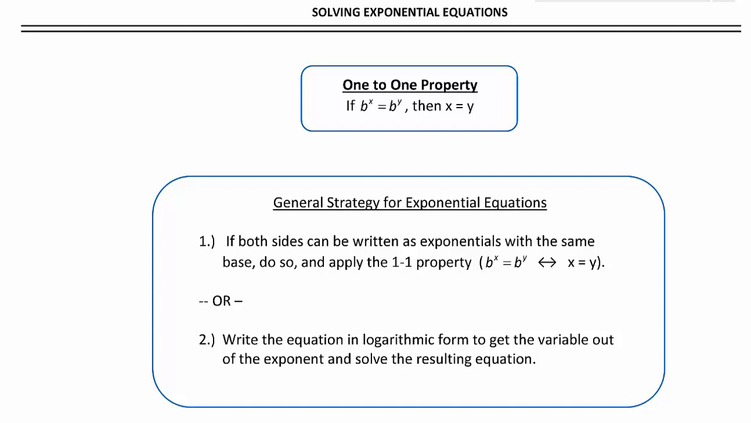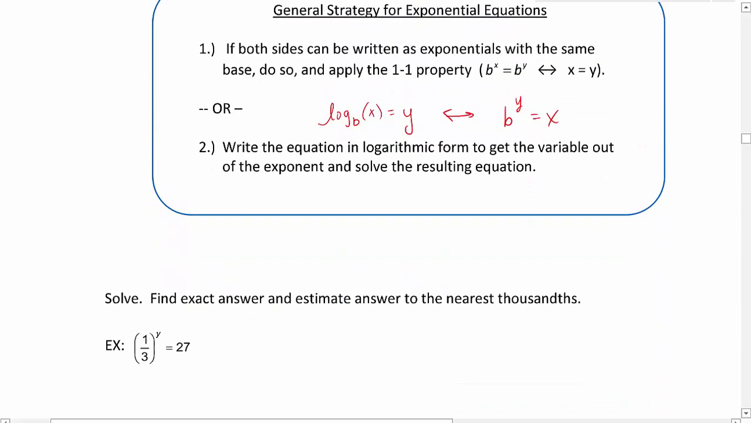But we know that that's not always going to work, so plan B is to rewrite the equation in logarithmic form to get the variable out of the exponent and then solve the resulting equation. And we'll be using our property that says log base b of x equals y is rewritten b to the y equals x for our plan B there.